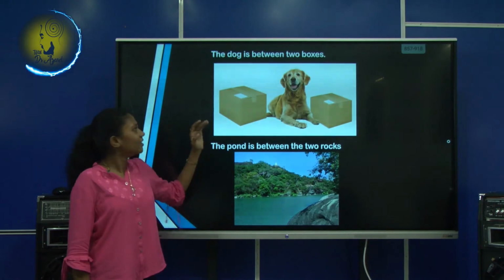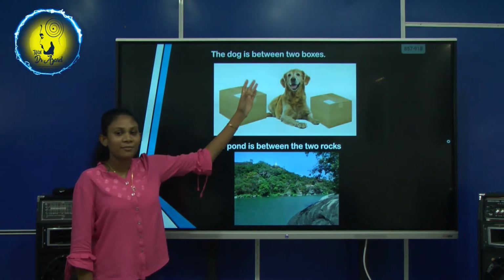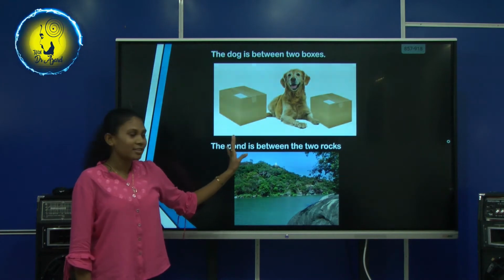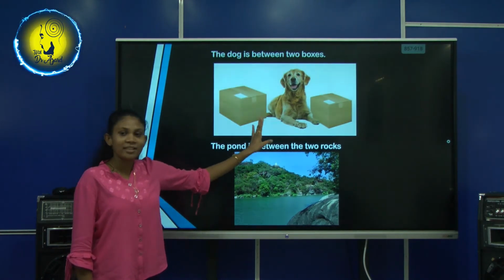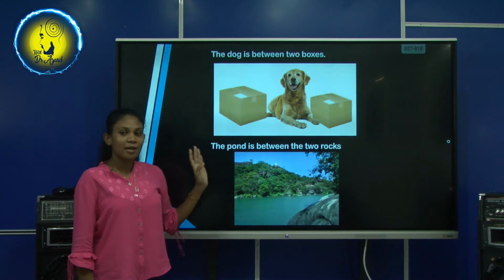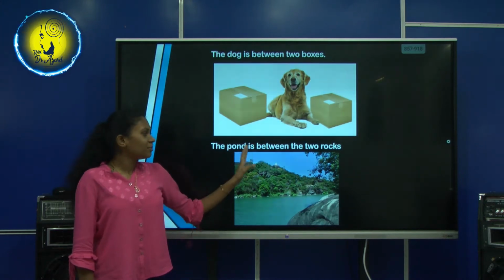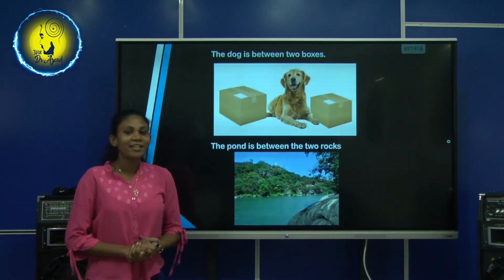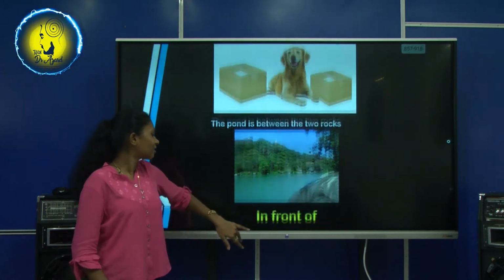Second example, the dog is between two boxes. There are two boxes. The dog is in the middle. Third example, the pond is between the two rocks. The pond is between the two rocks.